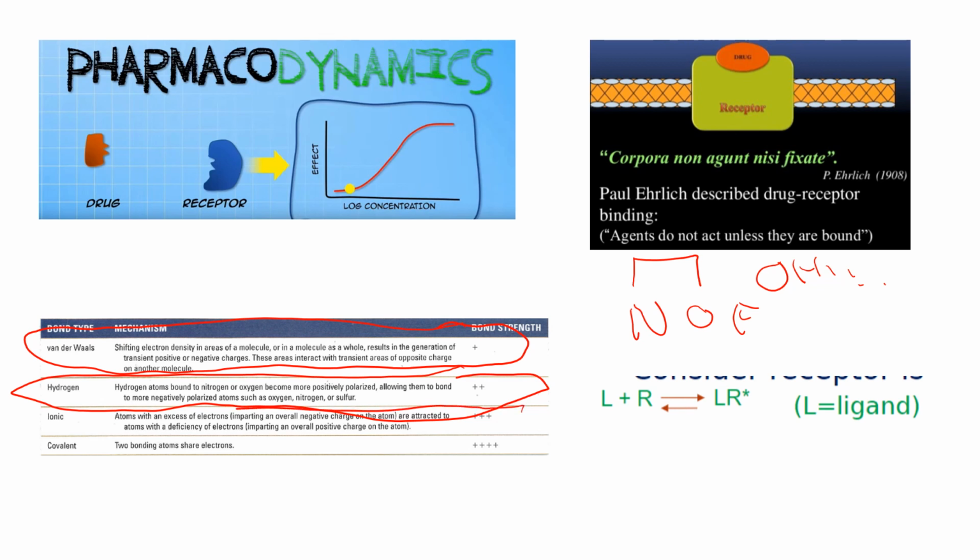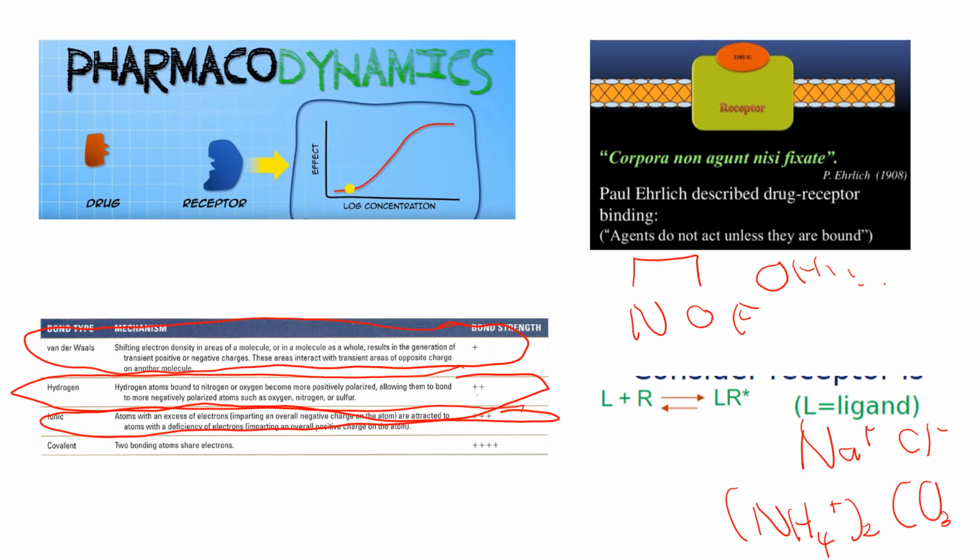Then there's ionic. This does happen in organic molecules. When you think ionic, you might remember Gen Chem and think of something like salt, which is Na+ Cl-. Remember that there are also more organic structures, so you could have a molecule that's, let's say, NH4+, then two of those bound to a carbonate. So even though this is a more organic system, there are still ionic charges here just based on how these atoms interact with each other.